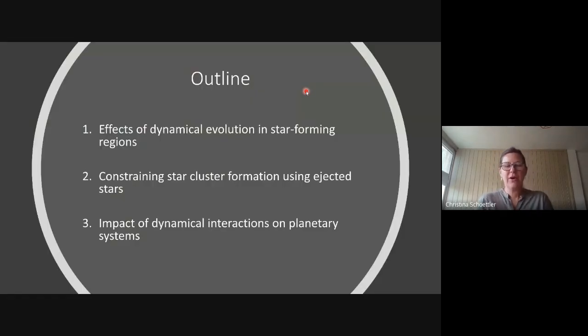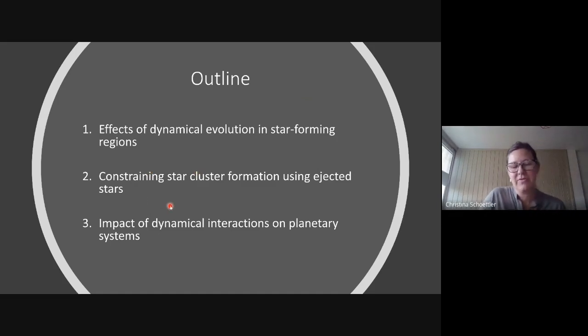Let's quickly have a look at the outline or structure of the talk. I'm briefly going to talk to you about the effects of dynamical evolution in star-forming regions that we have found mainly from simulations, because of course what we see out there is a snapshot of the current state of star-forming regions, and we still don't know as much as we would like to about how these regions might have formed, how they have gotten to the way they look right now.